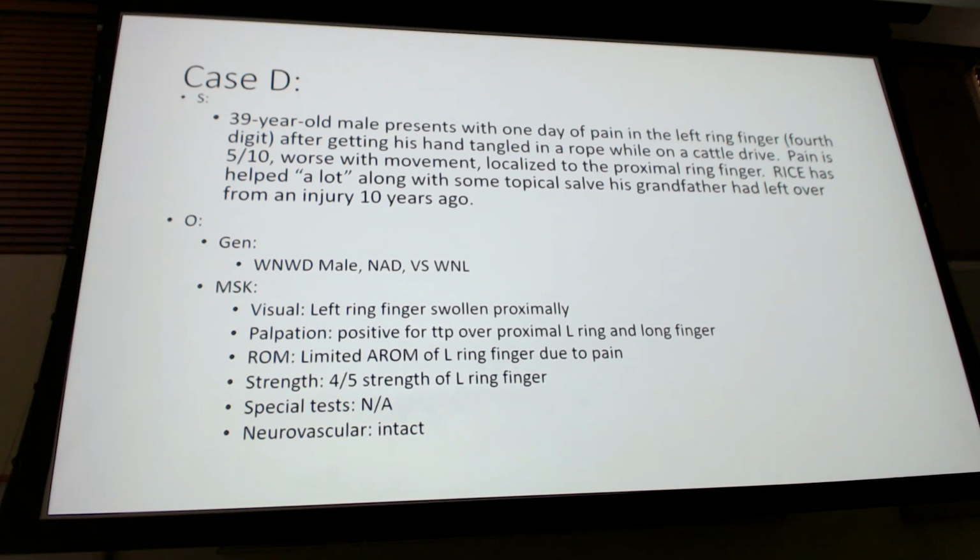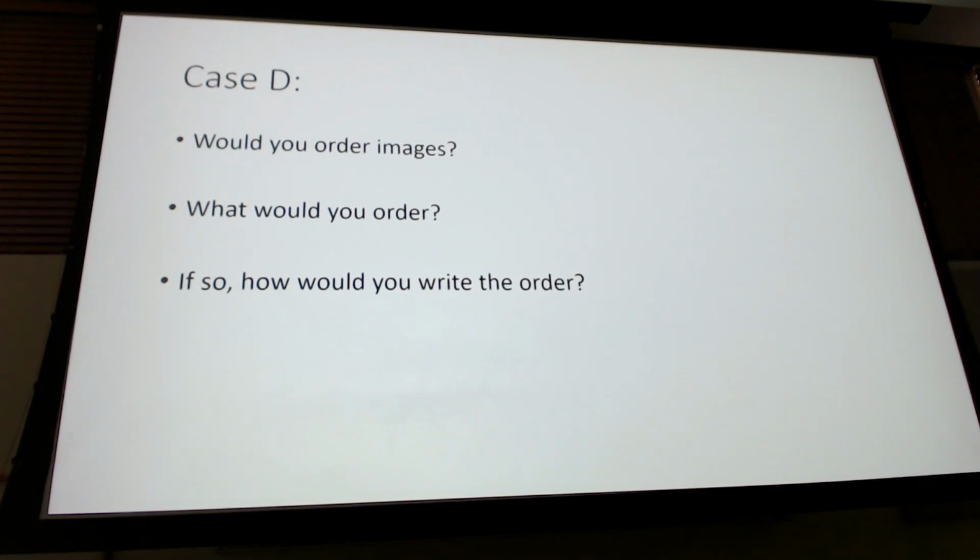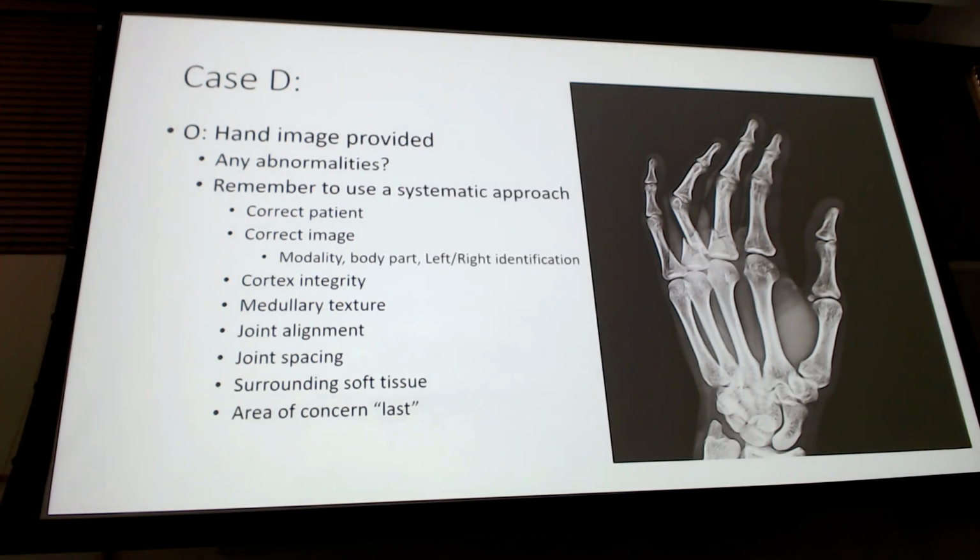So 39-year-old male, 1 day of pain, left ring finger after getting hand tangled in rope. Pain over proximal ring and long finger. There's my radiology request, right? Please look out for any abnormalities. Thank you. Be polite. So we just did that. All right.